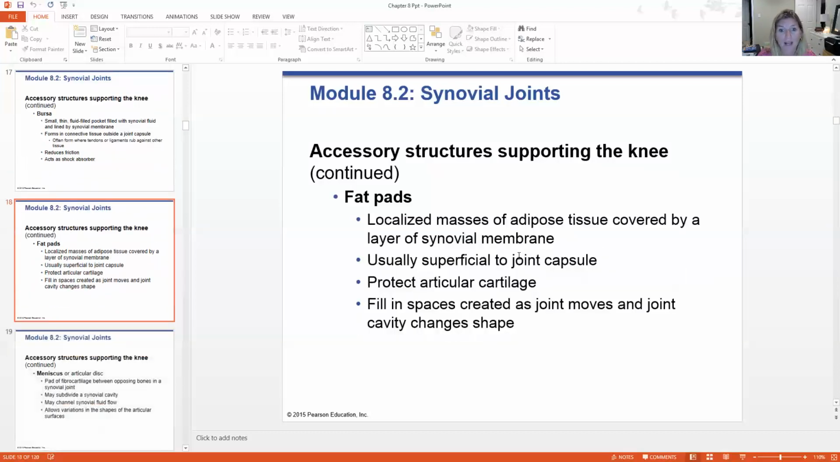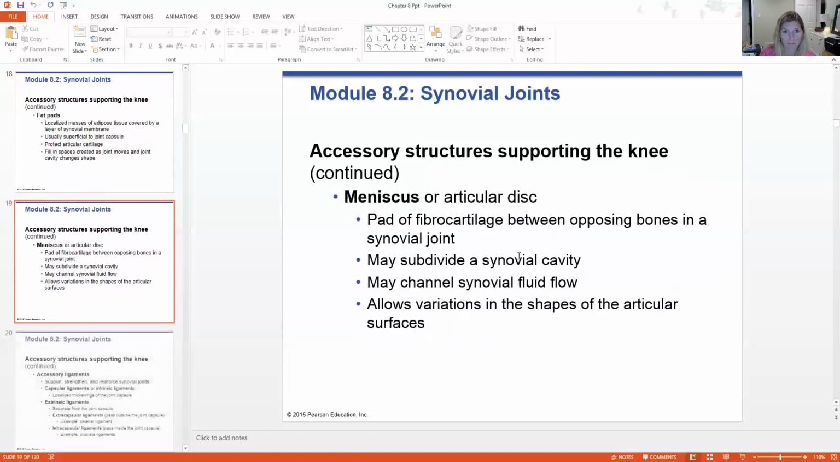There are also fat pads. These are just masses of adipose tissue. They're within that synovial cavity, within that synovial membrane. They're usually just outside of the joint capsule. Again, they're for cushioning, but right next to that synovial membrane, protecting the articular cartilage. It basically just fills the empty spaces.